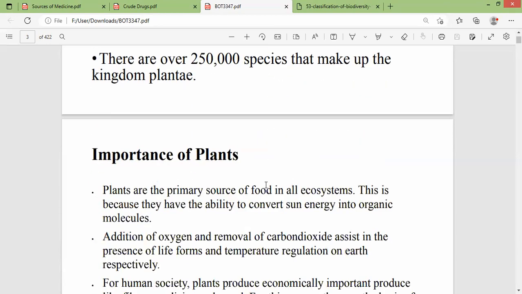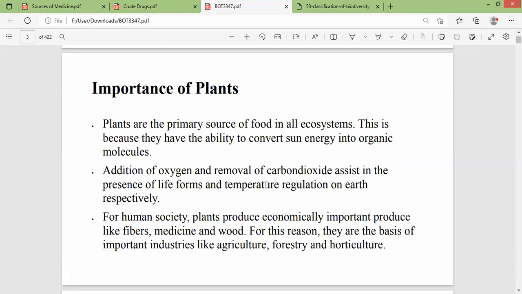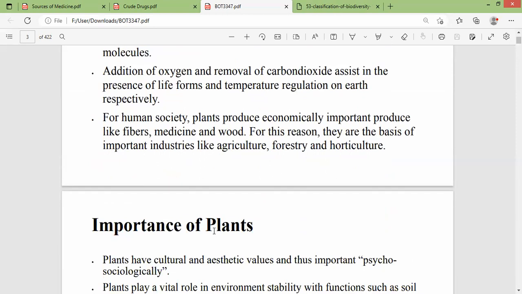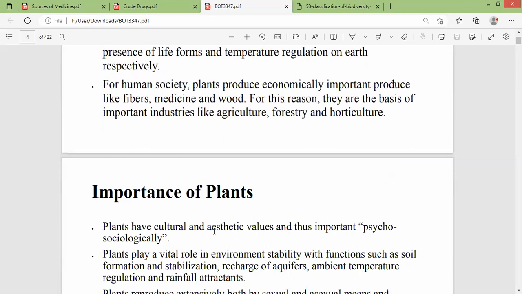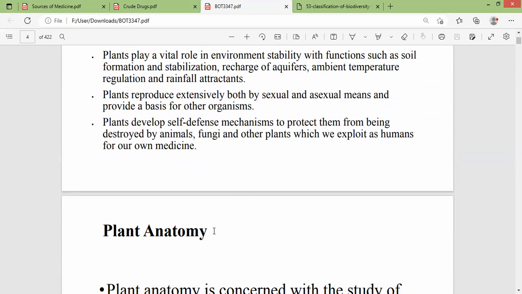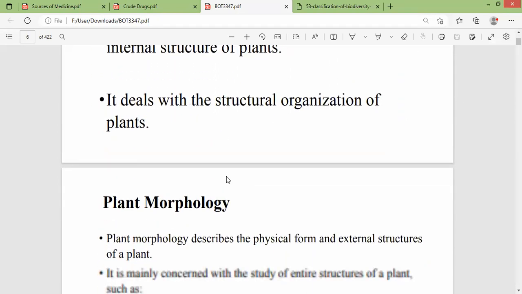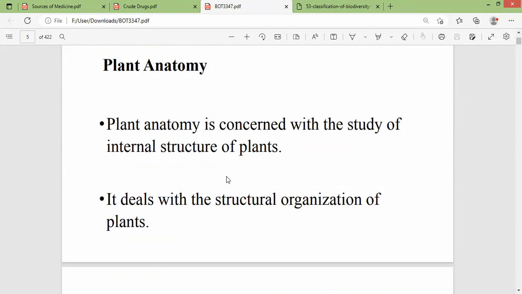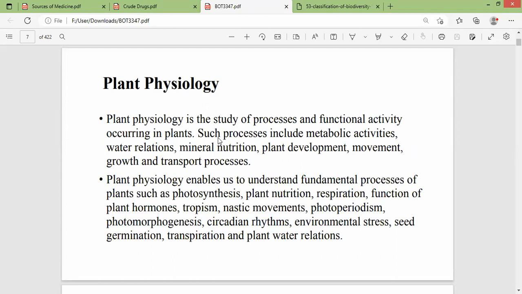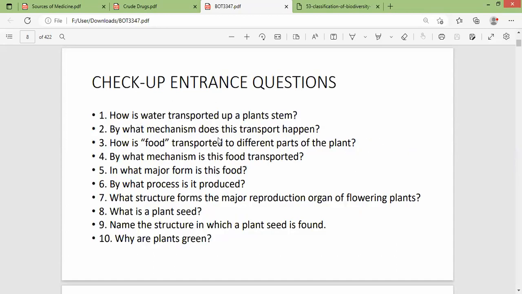So importance of plants here, we don't have to dwell on this. We know food, they take up CO2, they give up oxygen. We use them for business, rainfall, now global warming. Plants, we can even say they are sources of drugs, right? Now, anatomy deals with structure, but physiology deals with function. So we don't need to define that. Here is where we'll spend a bit of time.